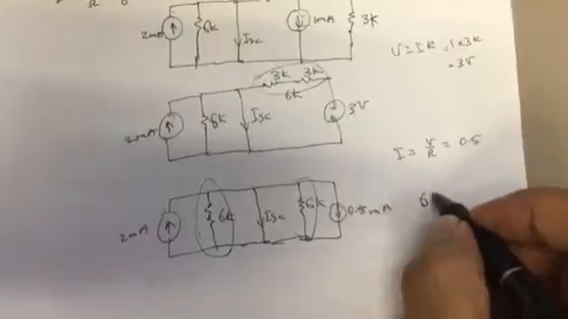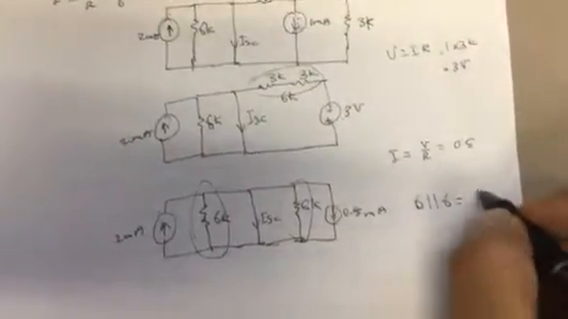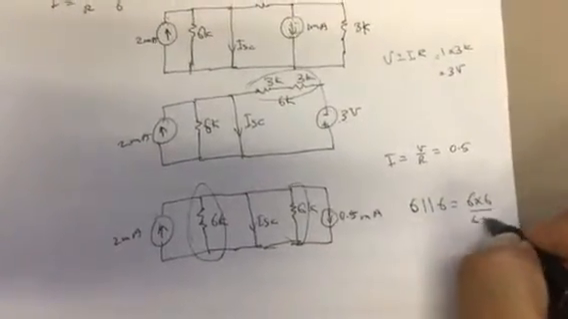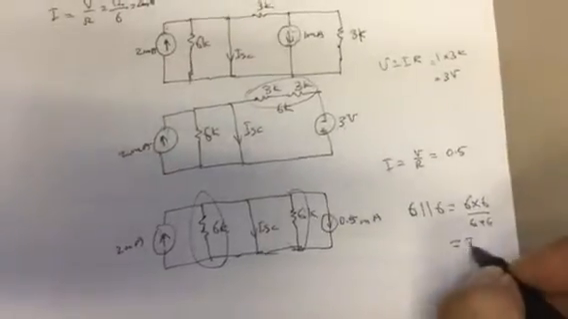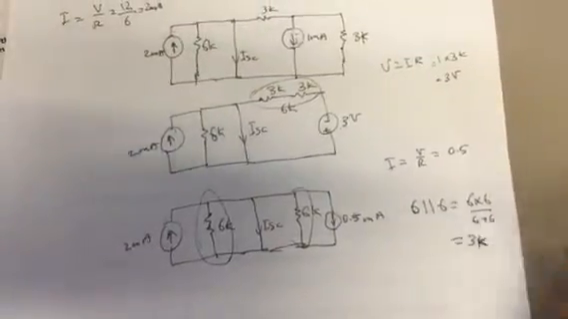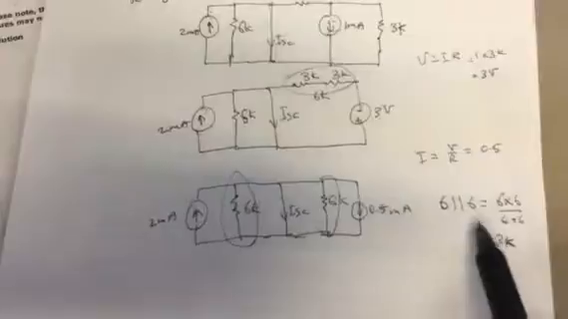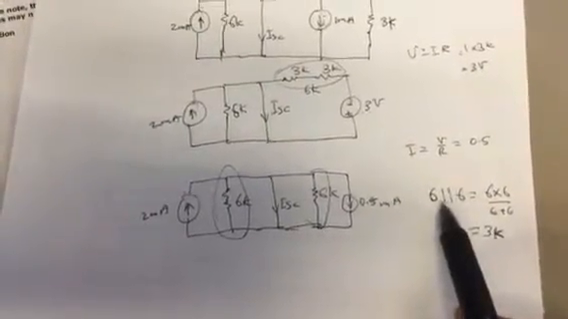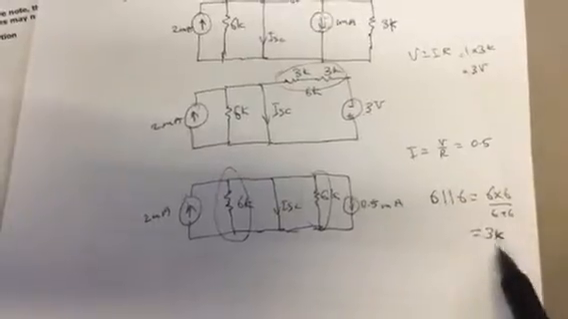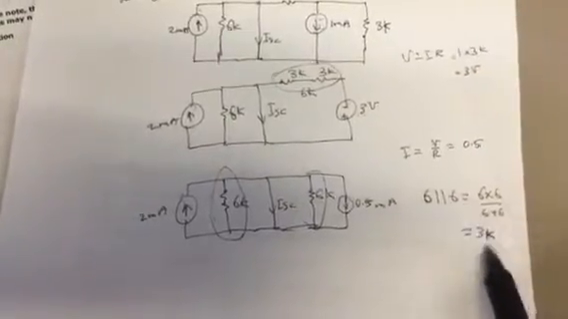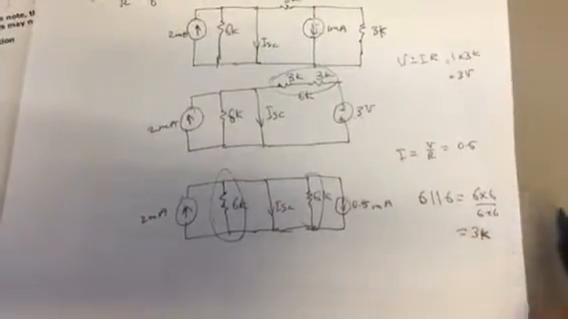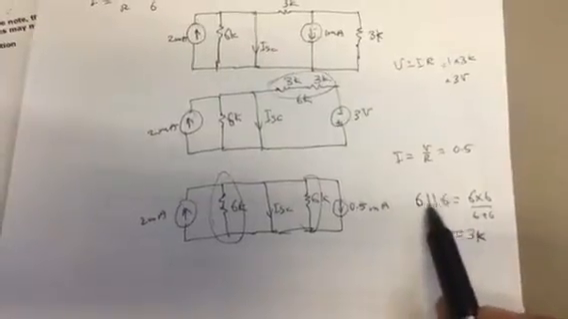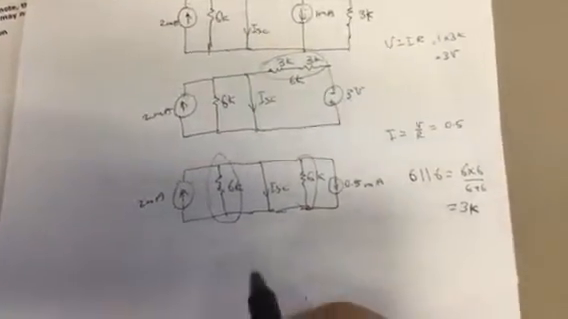I can do a parallel, so 6 parallel to 6 is going to be 6 times 6 over 6 plus 6. This is actually going to be 3K. You may want to always remember that whenever you have two parallel resistors that have the same value, it is going to be half of that. So if it is a 6, it is going to be 3. So you don't need to do the rest. You can just say that 6 parallel to 6 is 3K.